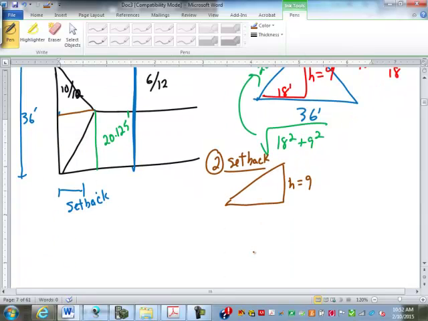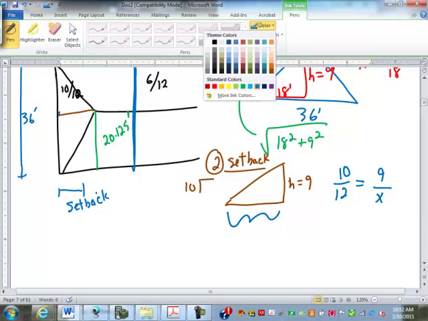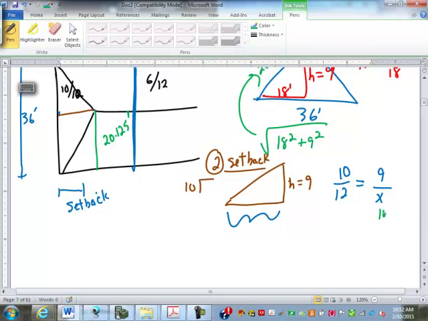We find that setback using the slope. It is a 10-12 slope. So 10 over 12, but now the height is the 9, that goes on top, and we are looking for x, the setback now. The run is what we're looking for. So it's 12 times 9 divided by 10, should give us 10.8. Correct? 10.8 feet.